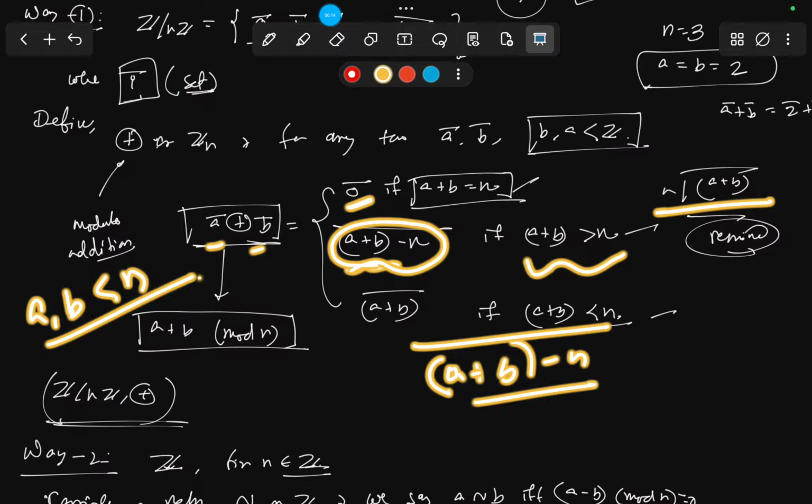Then you just take the bar of that. Similarly, if a plus b is itself less than n, so that means you cannot divide a plus b by n, then a plus b bar will be your value of the addition. So this is what we define as the modulo addition, and you can check that it is a group.